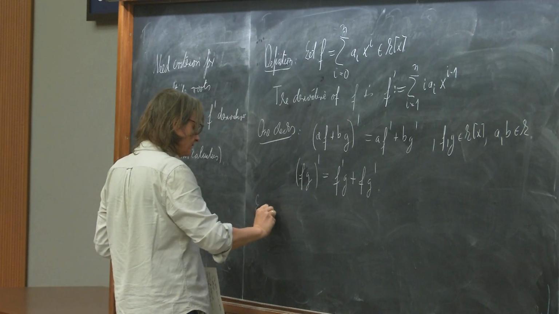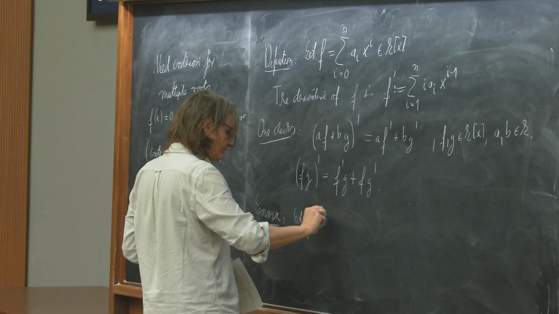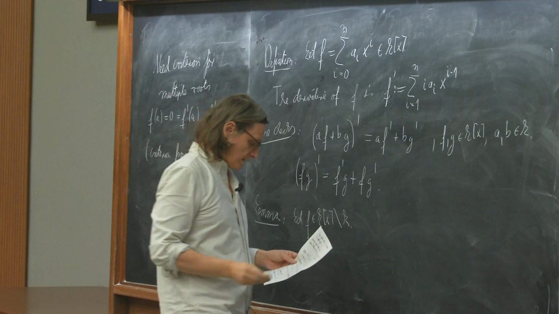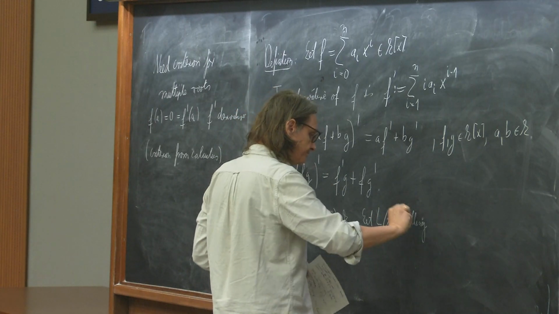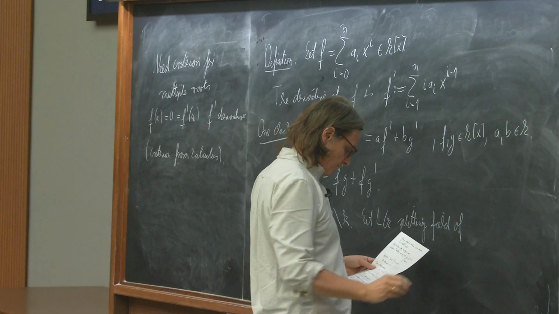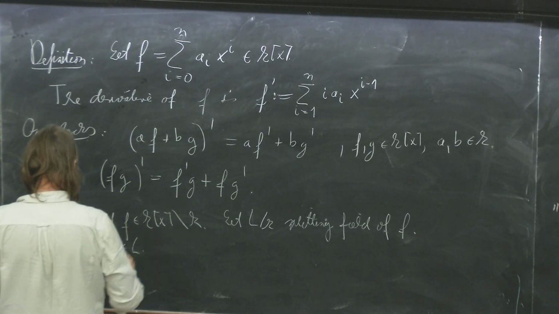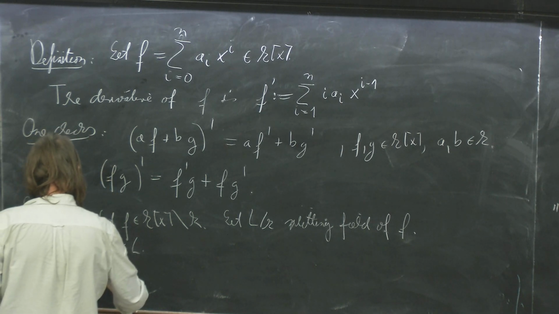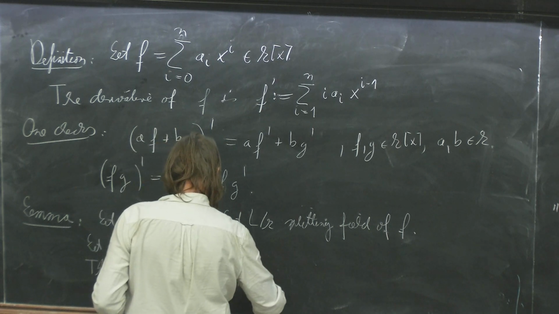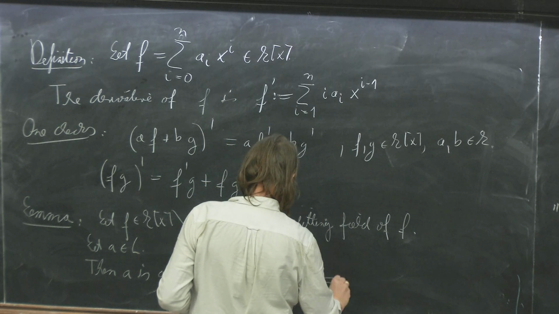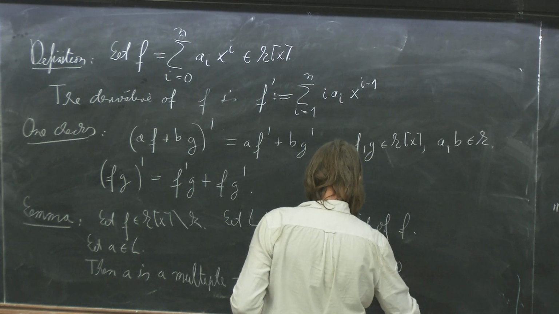And now we can check this criterion. So if I have a non-constant polynomial f, and say L over K is the splitting field of f, and say a an element in L, then a is a multiple root of f if and only if f of a is equal to 0 and f prime of a is also equal to 0.